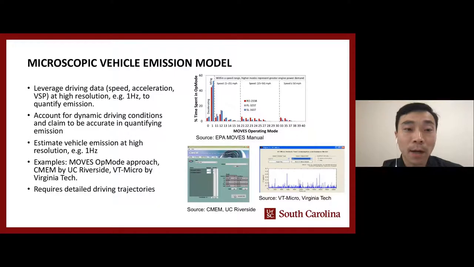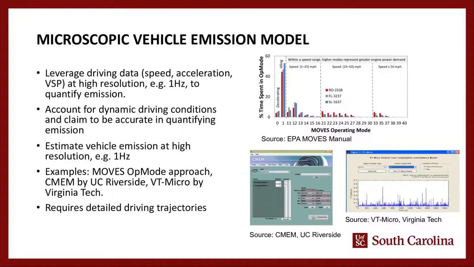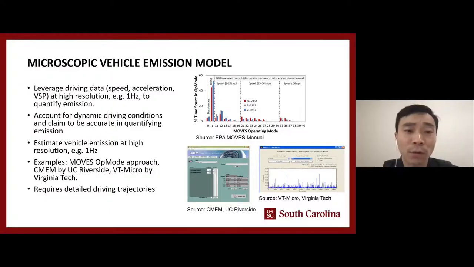So the second type leverages driving data at a very high resolution, for example, 1 hertz or 1 second, to quantify vehicle emissions. Specifically, they try to account for those dynamic driving conditions and claim to be more accurate when quantifying vehicle emission.